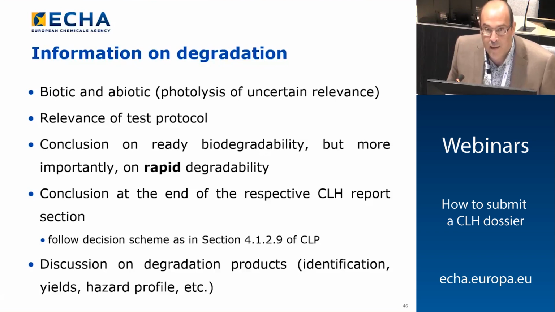Sometimes it is only done at the very end, so it is rather good if a conclusion was also given earlier on in the CLH report following the template. The decision scheme is very clear in CLP. And any discussion, if this is relevant, any discussion on degradation products, the identification of them, percentage yields, how many and at what percentage are they produced, their hazard profile, this is very important also, needs to take place.